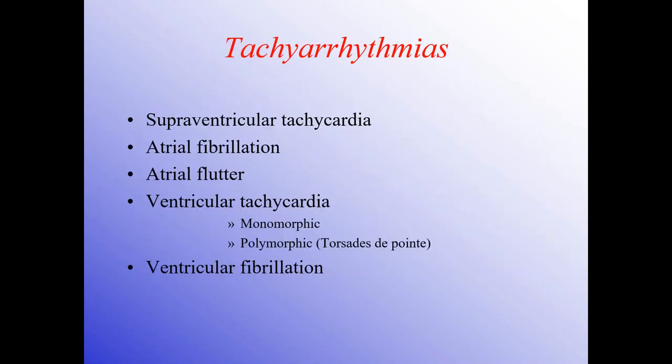Fine. Now, tachyarrhythmias. Now, let's come to the basic topic. What are tachyarrhythmias? Supraventricular tachyarrhythmias, atrial fibrillation, atrial flutter, or ventricular. So you can be at the level of the atria, you can be at the level of the ventricle, or the intermediate connection. So supraventricular means at the level of atria, you can have a fibrillation, you can have a flutter, or ventricular means at the level of the ventricle, ventricular tachycardia, ventricular flutter.